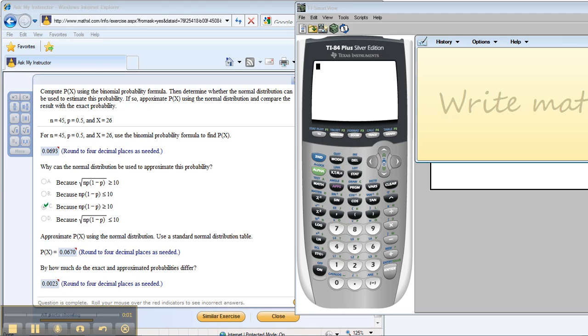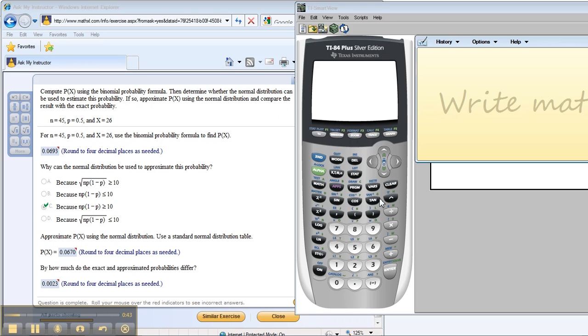I want to do a problem on approximating a binomial probability using the normal distribution. In this problem, it says first compute the binomial probability using the formula, so we can use the calculator. Here's the information given. We have n equal 45, so number of trials. This is our probability of success on any given single trial, and this is the probability we're finding. What's the probability of exactly 26 successes out of 45 trials?